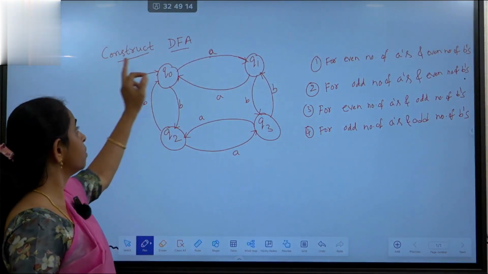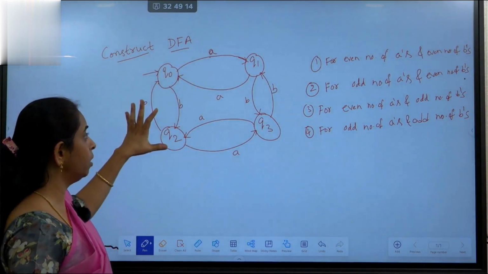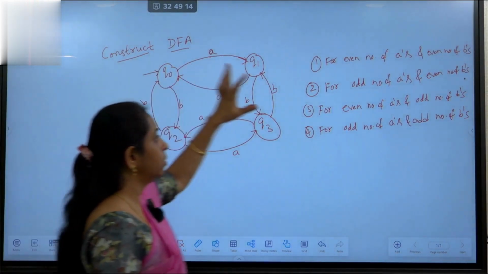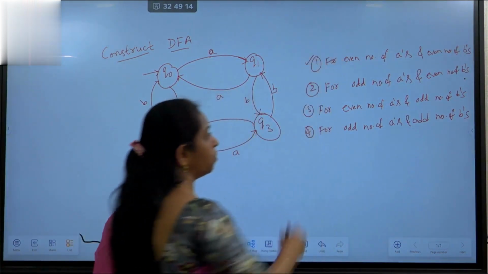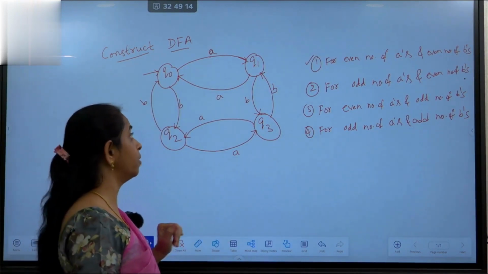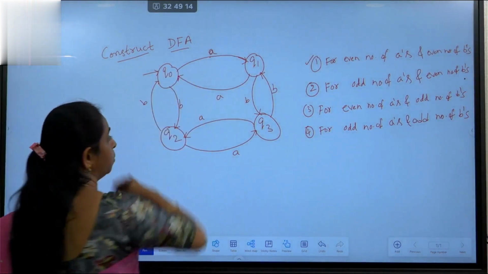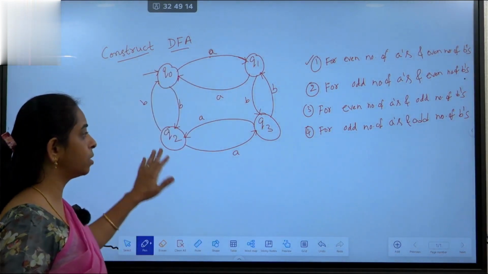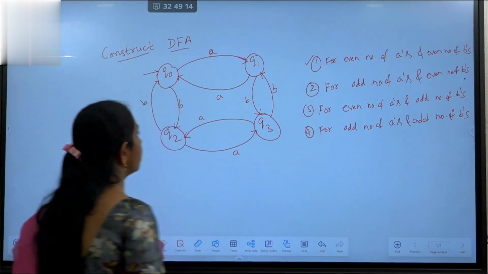So we will see some more examples on construction of the DFA. Here I have drawn the diagram. The first question is, for even number of A's and even number of B's, we have to construct the DFA. So here we have taken a single example, and based on the given question we will construct it.